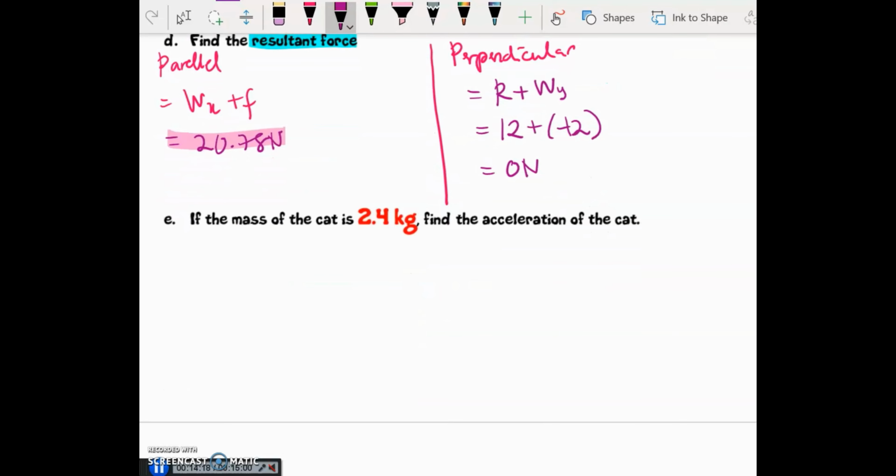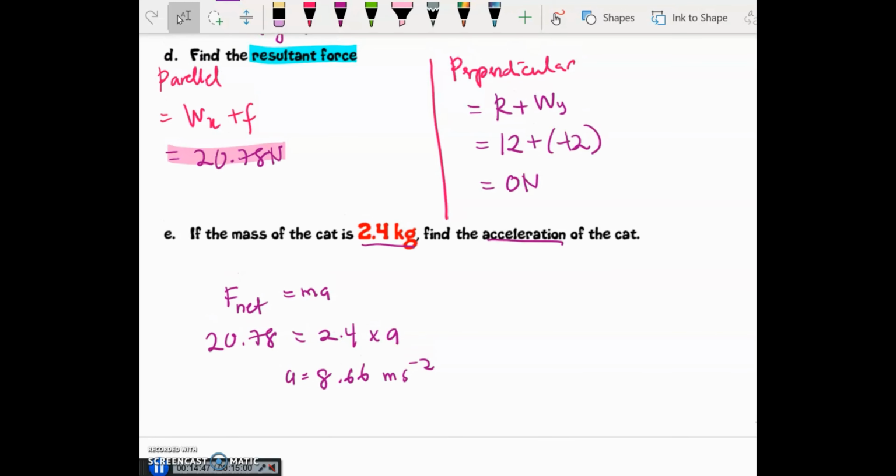And the last question is, if the mass is 2.4 kilogram, find the acceleration of the cat. Simply substitute in the Newton's second law, F net equals to ma. So F net is what you have found earlier, 20.78, mass 2.4 times acceleration, and you will get acceleration is 8.66 meter per second square. Quite a high value, but that is the value when you have a frictionless surface.